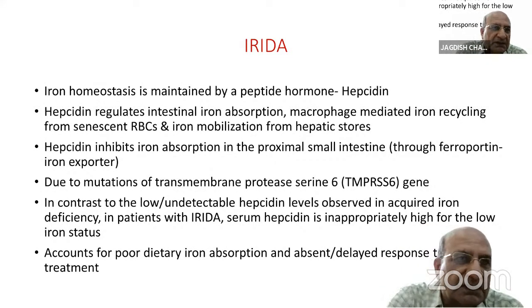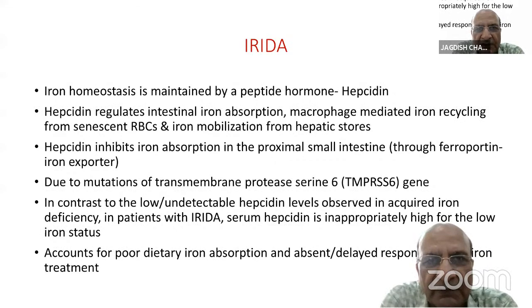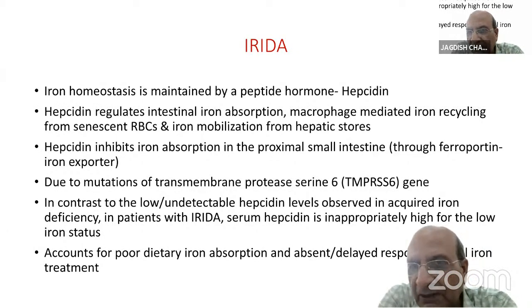And just to see, this iron homeostasis is maintained by a peptide hormone called hepcidin, which is secreted from the liver, and that is why the term hepcidin. So it regulates the intestinal iron absorption. It also regulates the macrophage-mediated iron recycling from the old RBCs, and also it regulates the iron mobilization from these stores.